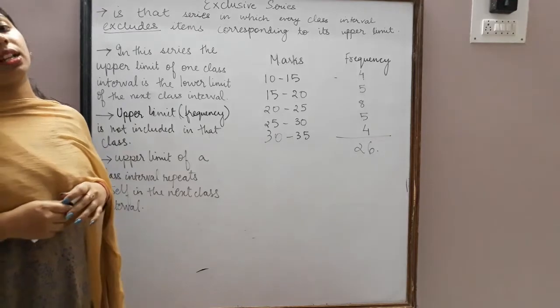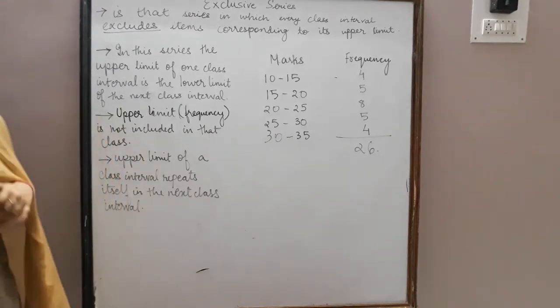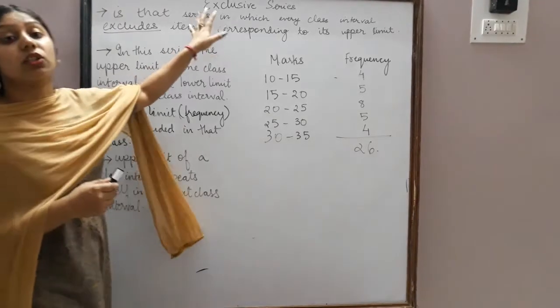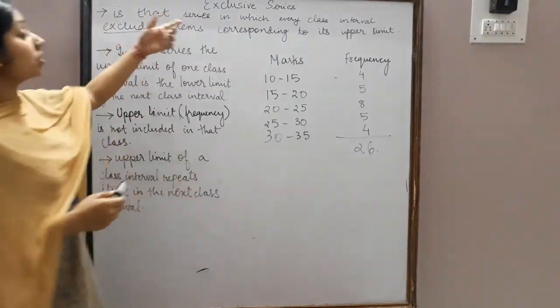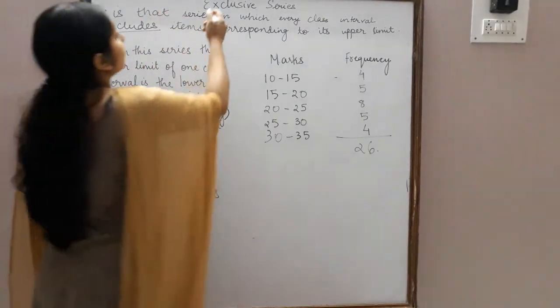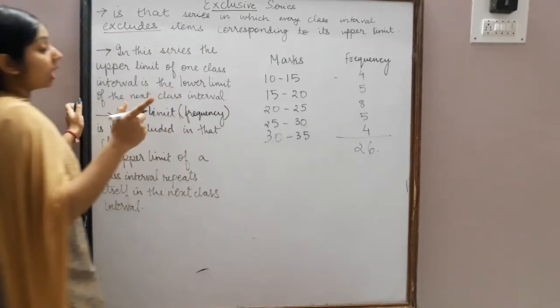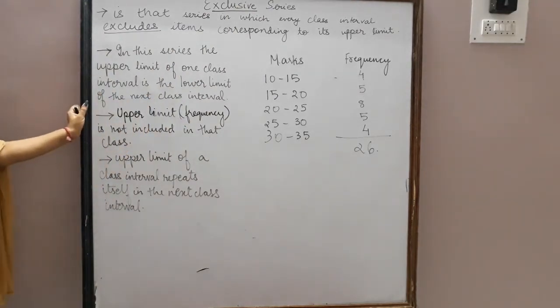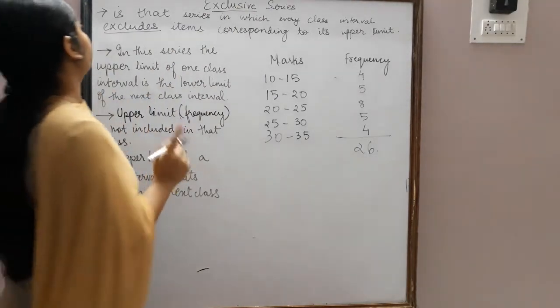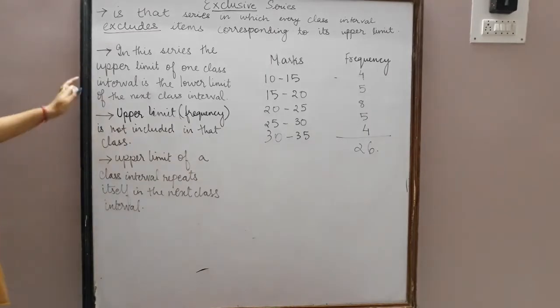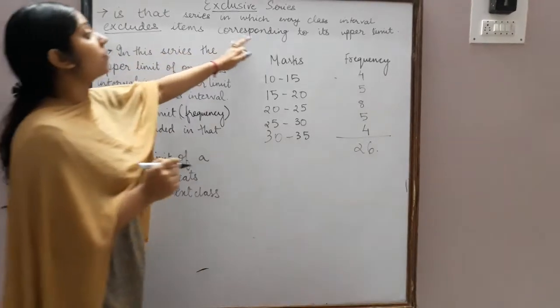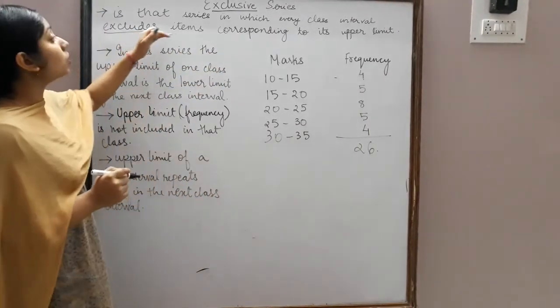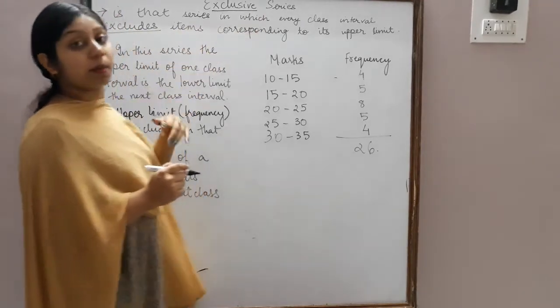Next, we are going to discuss the types of frequency distribution. First on the list we have the exclusive series. The word exclusive itself means that something must have been excluded while collecting the data. That is why it is known as the exclusive series. An exclusive series is that series in which every class interval excludes items corresponding to its upper limit.